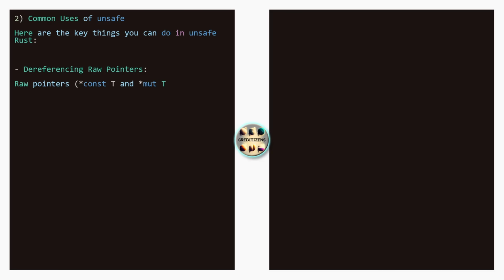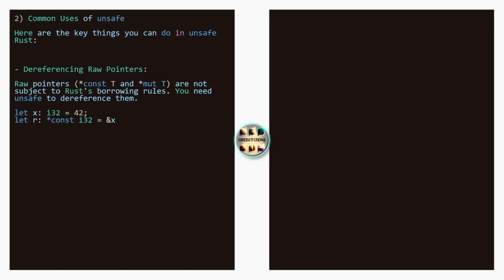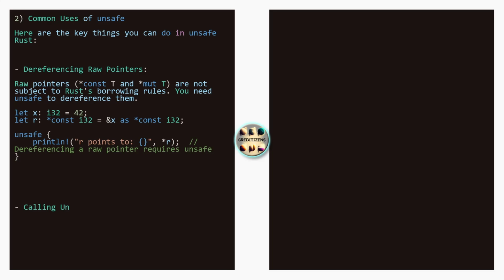Let's go now into this point, common uses of unsafe. So here are the key things you can do in unsafe Rust. So dereferencing raw pointers. I think we've seen that once. So raw pointers, for example here, star const of type T, and star mut of type T are not subject to Rust's borrowing rules. So you need unsafe to dereference them.